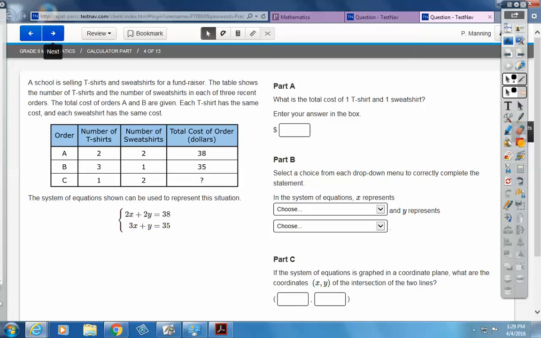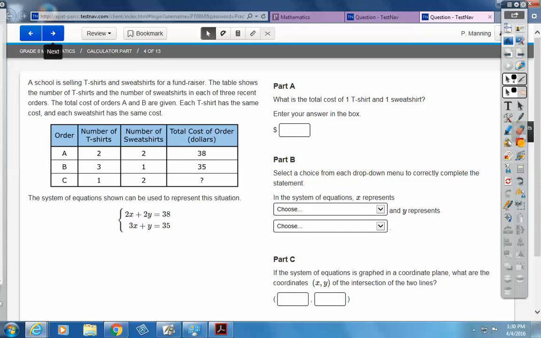Alright, and so a system of equations can be set up where x is the number of t-shirts, y is the number of sweatshirts. And they set up the equation for you already, which is really super nice. And then, great. So in part A, what is the total cost of 1 t-shirt and 1 sweatshirt? Well, there are a couple ways you could do it.